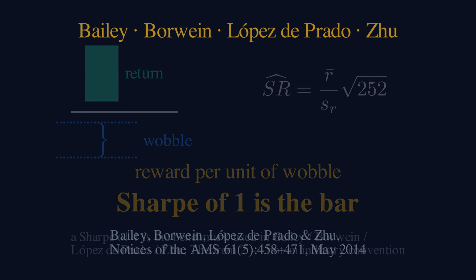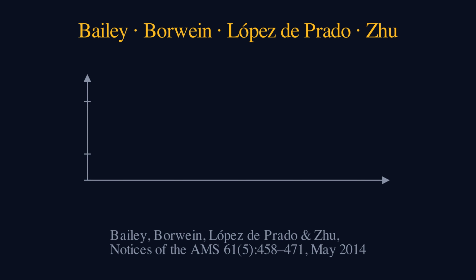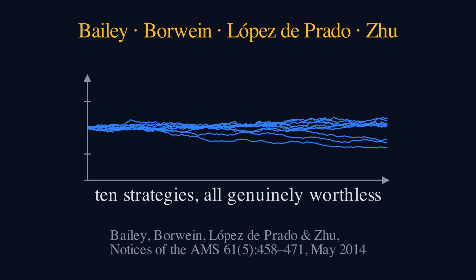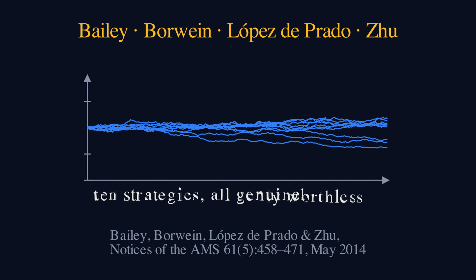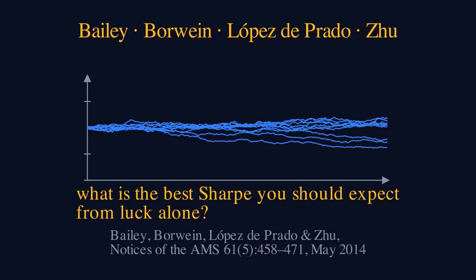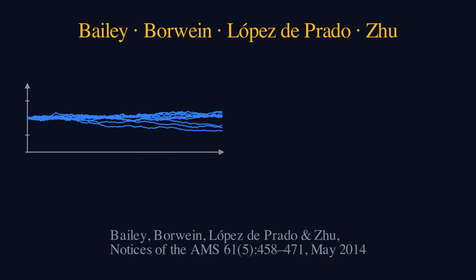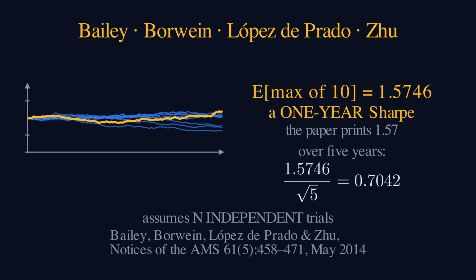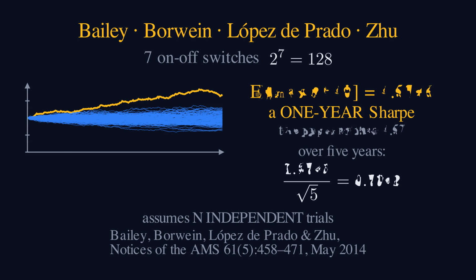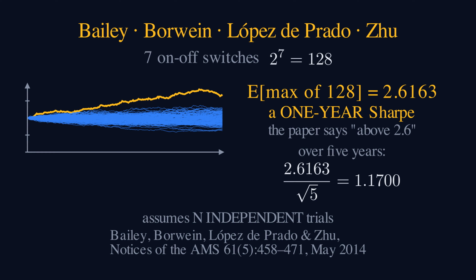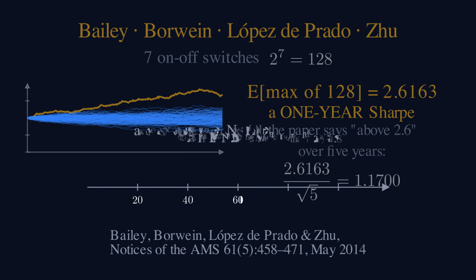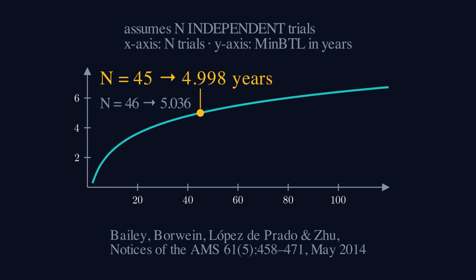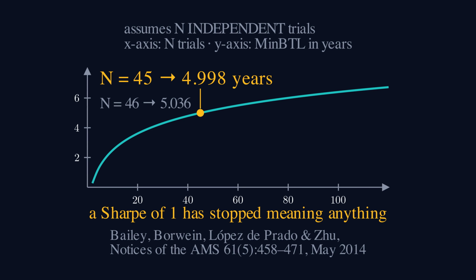Now, 4 mathematicians, Bailey, Borwein, Lopez de Prado, and Zhu, asked a cruel question. Suppose you test 10 strategies, and every single one of them is genuinely worthless. What's the best Sharpe ratio you should expect to see anyway, purely from luck? 1.57 from a single year of data. 10 tries on data with no signal at all. Add 7 on-off switches to a strategy, and that's 128 tries and a best Sharpe above 2.6. And they turn that into a rule. With 5 years of data, you get about 45 independent tries. Spend more than that, and a Sharpe of 1 has stopped meaning anything.